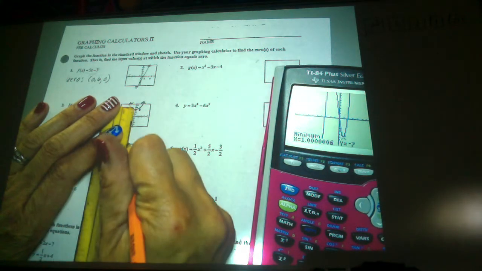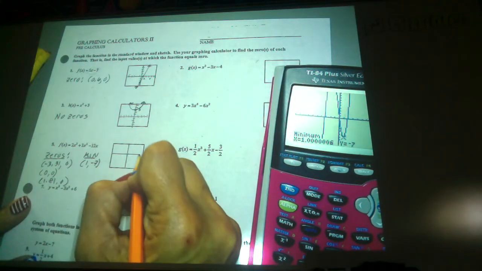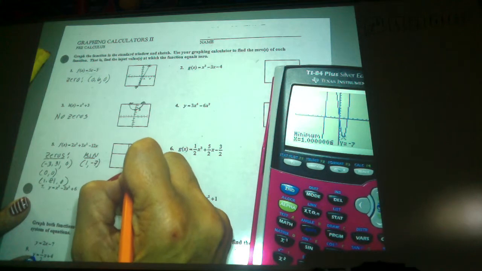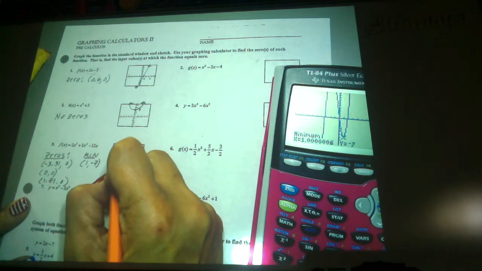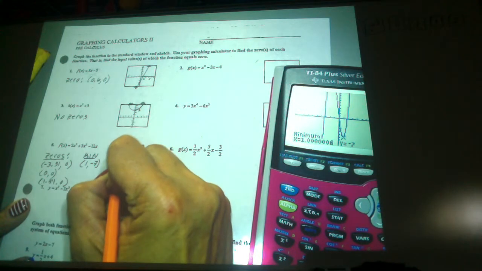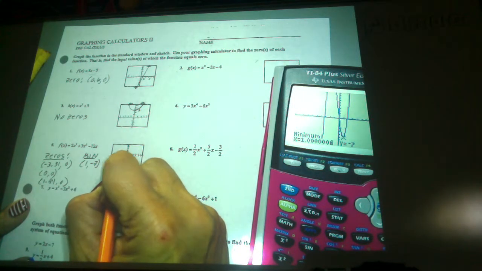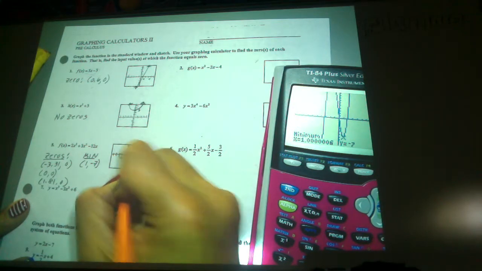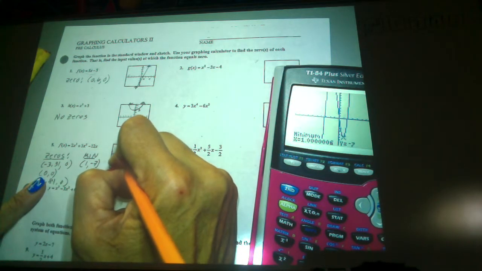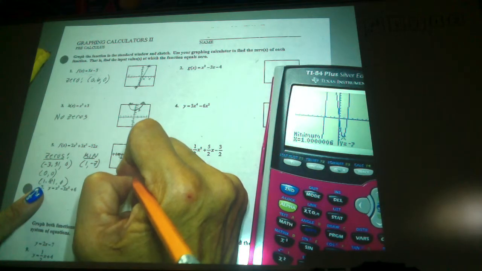It's going to be hard to squeeze in that negative 7, but you're going to do your best. Put in all of these zeros, so I'm going to go to the left and move through. Let's start with the left. 0, 0. And almost to 2. And then 1, negative 7.